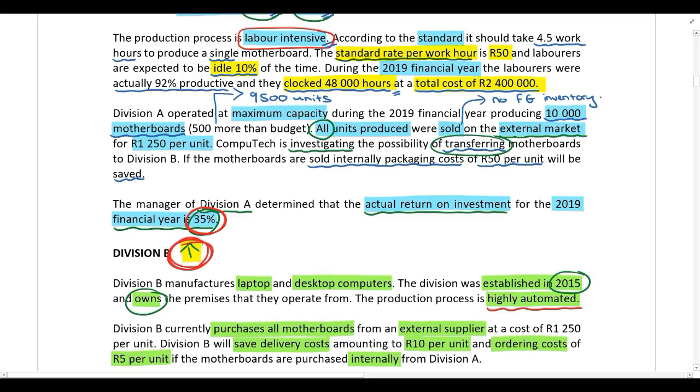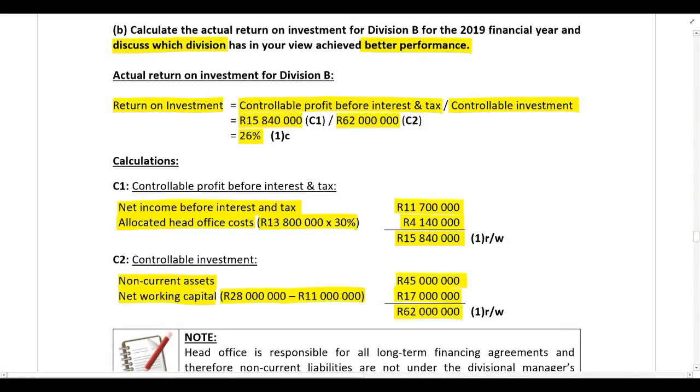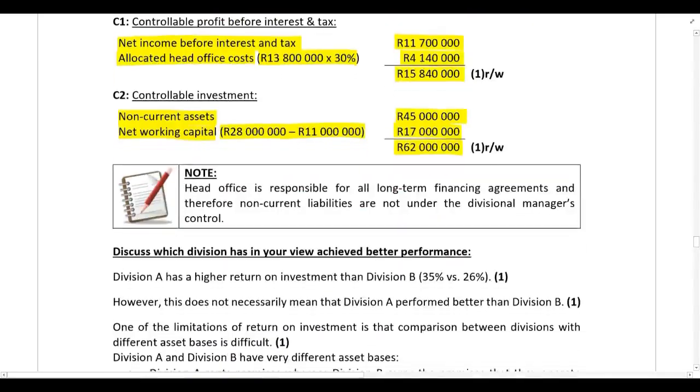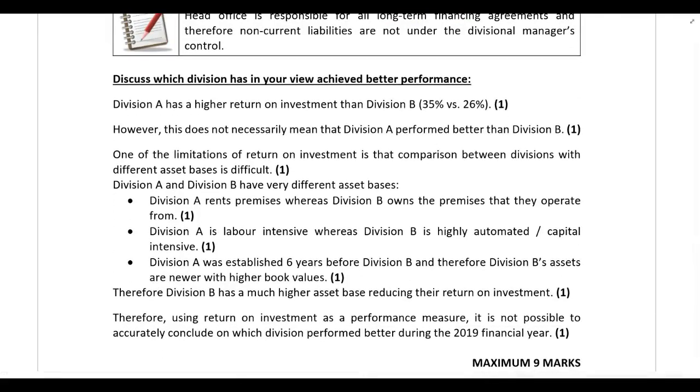It doesn't necessarily mean that Division B has performed worse than Division A. It's because Division B has a lot more assets than Division A. So obviously, if their controllable investment is higher because they have a lot more assets, because this amount over there is higher, that is reducing their return on investment. So using return on investment as a performance measure, it's not possible to accurately conclude which division performed better during the 2019 financial year.